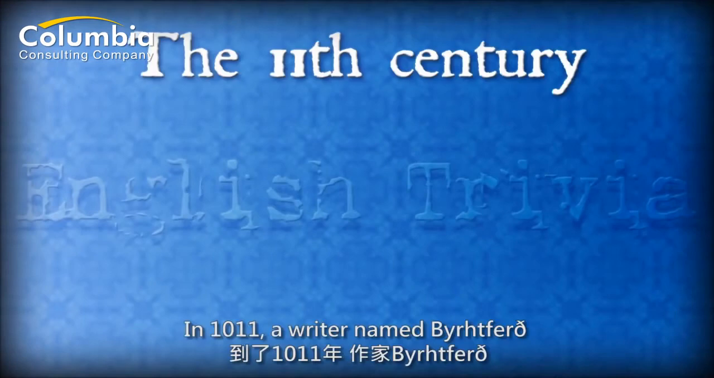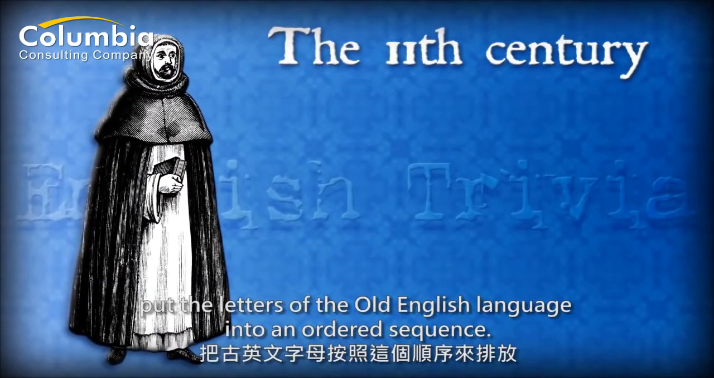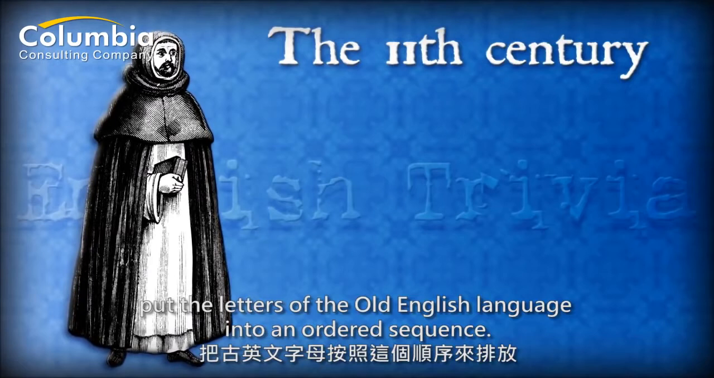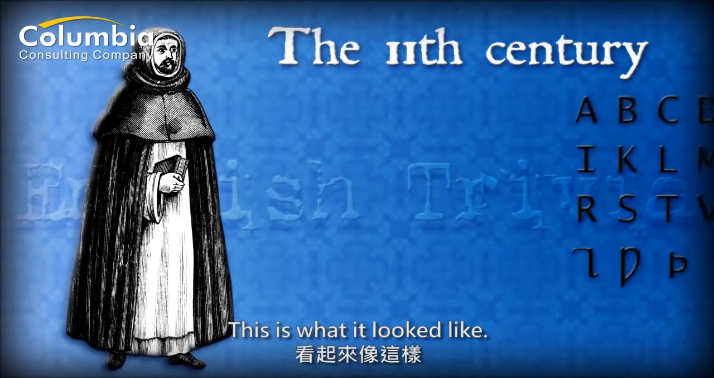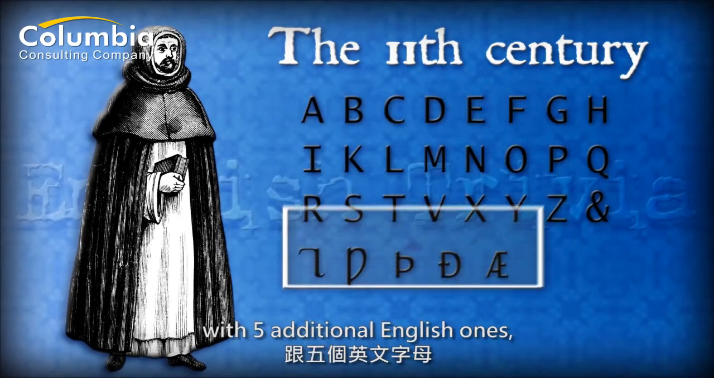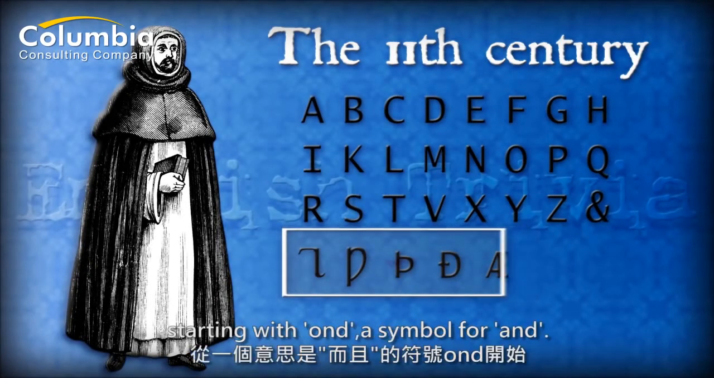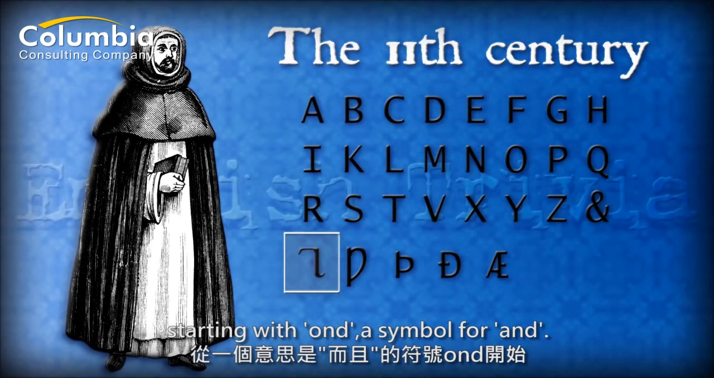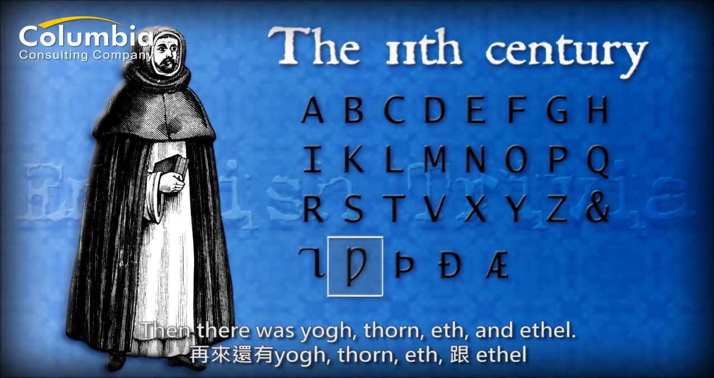In 1011, a writer named Byrhtferth put the letters of the Old English language into an ordered sequence. This is what it looked like. He listed 24 Latin letters with 5 additional English ones, starting with ond, a symbol for and. Then there was wynn, thorn, eth, and ethel.